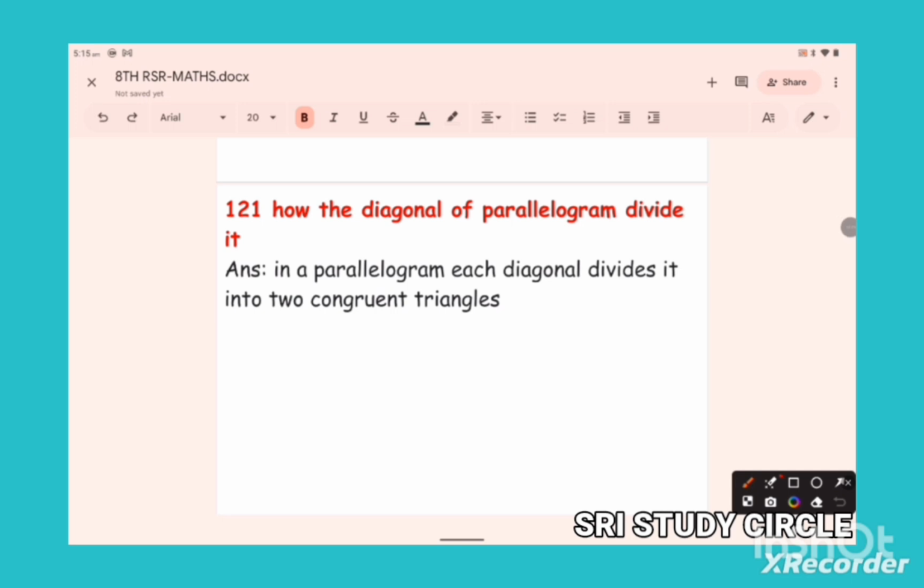How does the diagonal of a parallelogram divide it? So this is one parallelogram, ABCD.